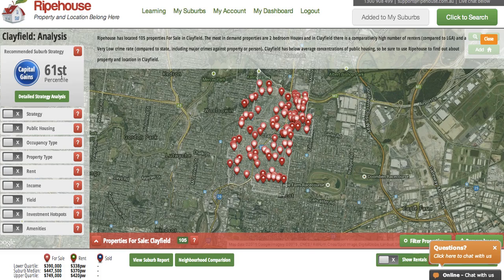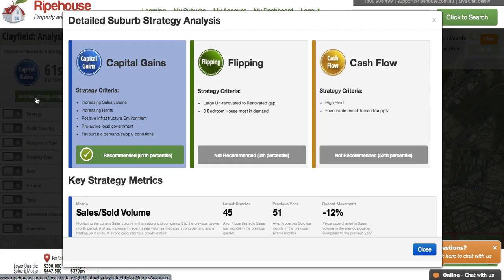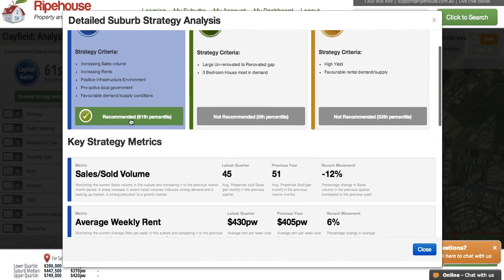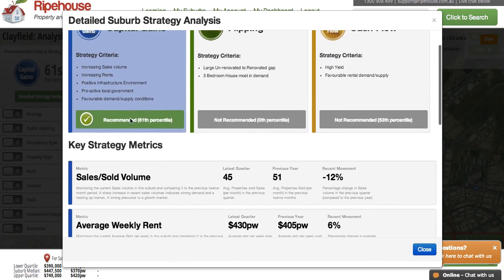The reason why we've come to Clayfield, it's in the 61st percentile for capital growth. So just in the top 2/5, 60% of suburbs have a lower capital growth recommendation. Let's validate that by clicking on the detailed strategy analysis button. This will compare the 3 strategies. Why is it in the 61st percentile?